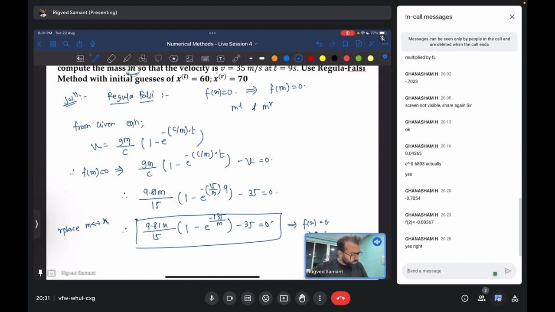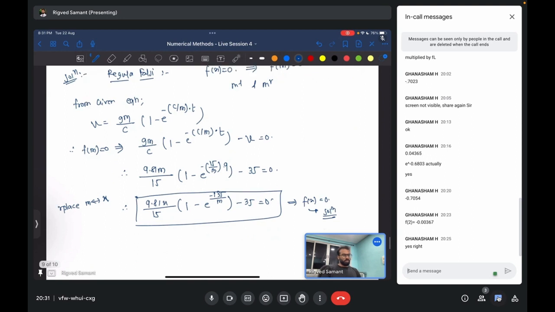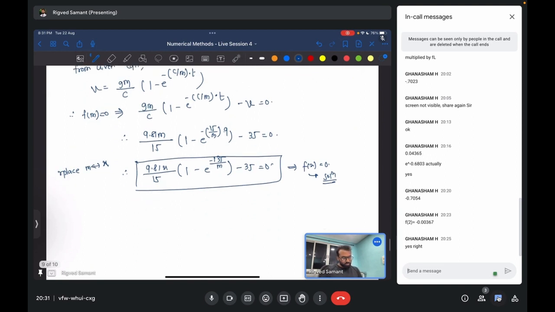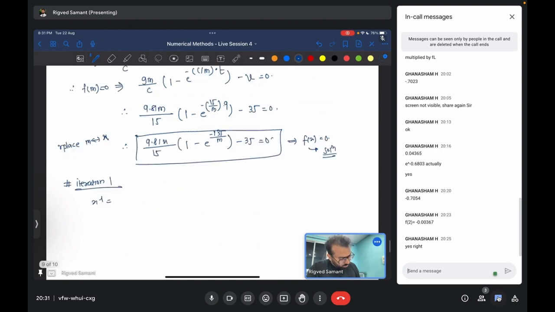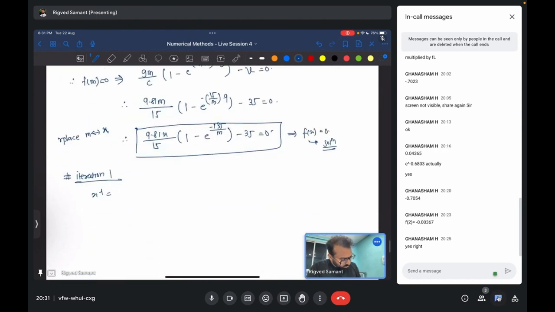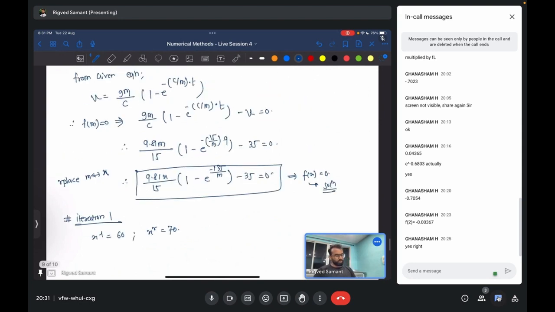Now you have to find the solution of it. So you have to find the solution, and you are given the xl and xr values. So this is your f of x. So for iteration 1, xl is equal to what? 60. xr is equal to 70, right? So xl and xr are given as 60 and 70.